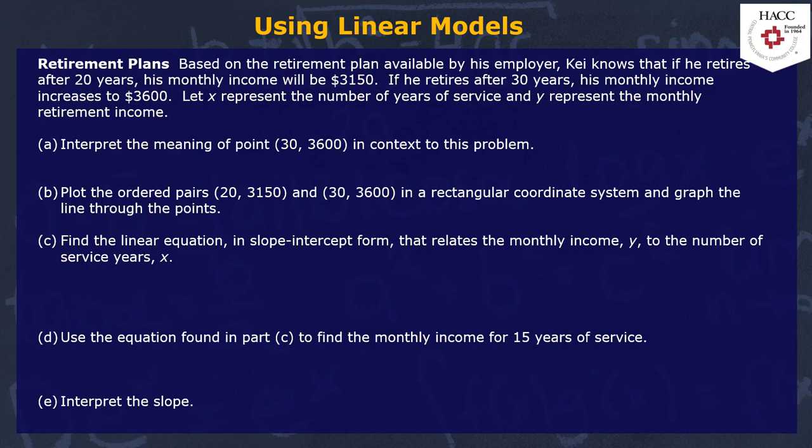Interpret the meaning of the point (30, 3600). Plot the ordered pairs (20, 3150) and (30, 3600) in a rectangular coordinate system and graph the line through the points. Find the linear equation in slope-intercept form that relates the monthly income to the number of service years X. Use the equation found in Part C to find the monthly income for 15 years of service, and E, interpret the slope. So there's a lot of things that they're having to do here.